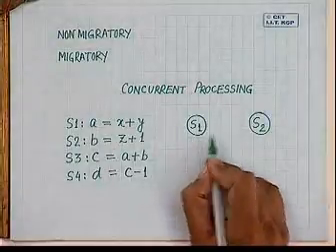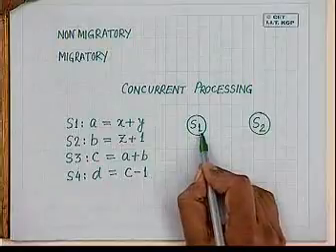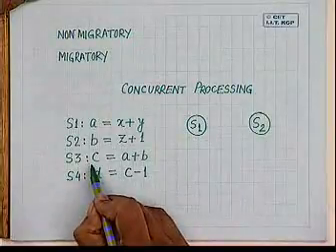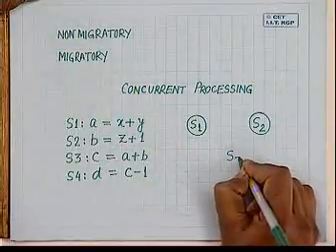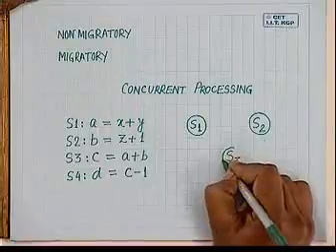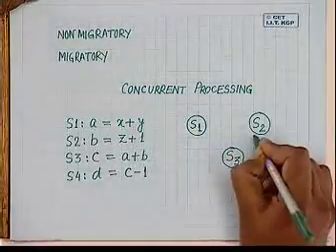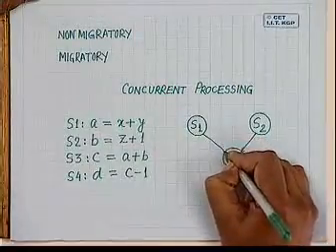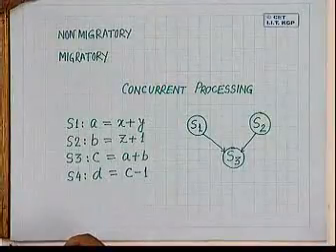Okay, S1 and S2, these two can be executed concurrently. After completion of S1 and S2, then only I can compute S3. So I put it this way: S3 has to depend upon, or has to wait for, the completion of statements S1 and S2. So I put it in the form of a directed graph like this.